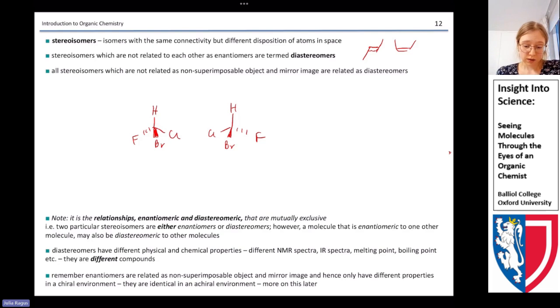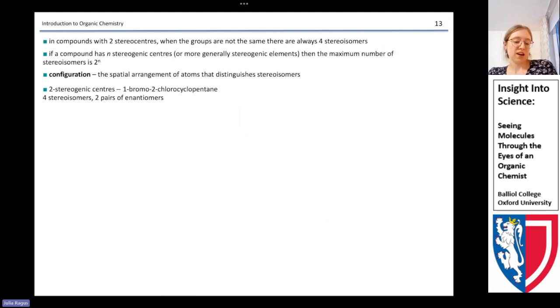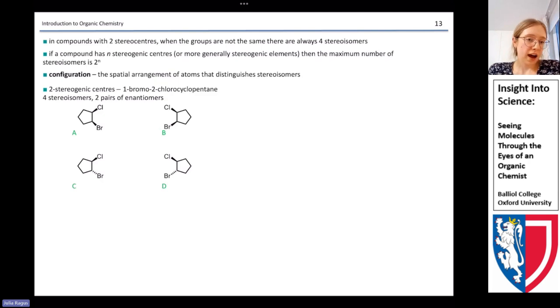Right. So we know that in compounds with two stereocenters, let's just skip on a little bit. Okay, as I mentioned, we can have molecules that have more than one stereocenter. And a good example is 1-bromo-2-chlorocyclopentane. Now, in compounds with two stereocenters, when the groups are not the same, there are always four stereoisomers.